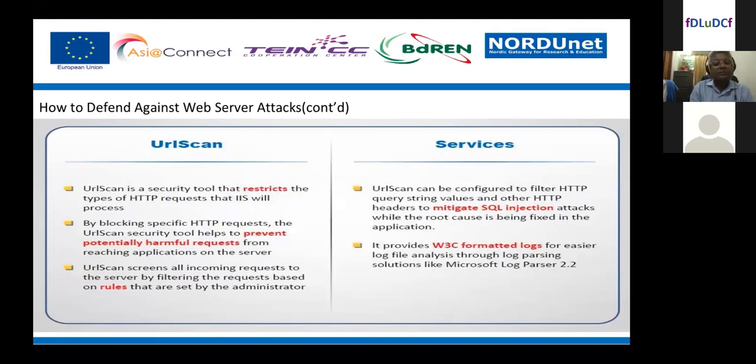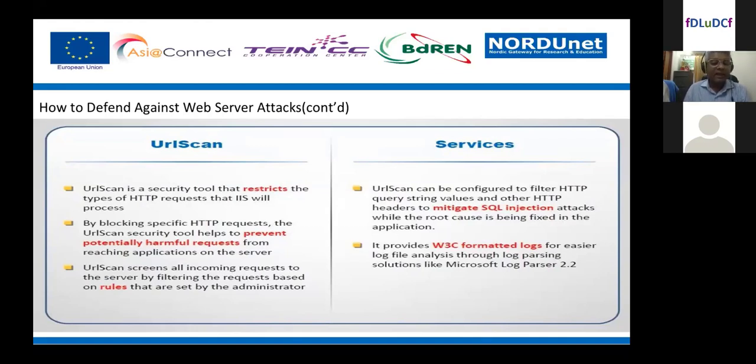So in this case, the other thing is the URL scan as well as services. The URL scan is a security tool that restricts the types of HTTP requests that IIS will process. It will restrict the different types of HTTP requests, so we can use this one, and as well it will block specific HTTP requests. The URL scan security tool helps to prevent potentially harmful requests. It will detect the harmful request, and then it will block those types of requests.